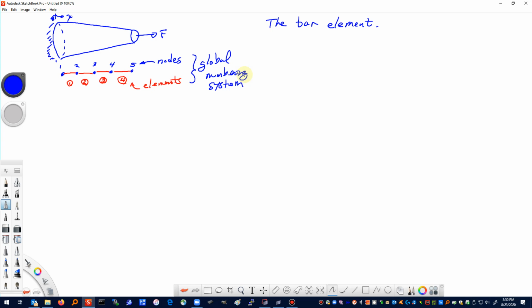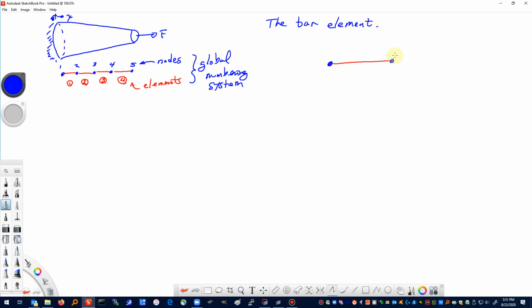So what I can do is I can pull out one of those little pieces, and we're going to look at that in a lot more detail. We're going to look at a single bar element. So let's see, I'm going to try to keep using red for the element color. So we have one element that I'm going to pull out here, and this is just your typical element. I'm not saying it's any one of those in particular, but it's just a general thing that I can have. And it's a particular element. This bar element can only take axial forces and can only deform in the axial direction.